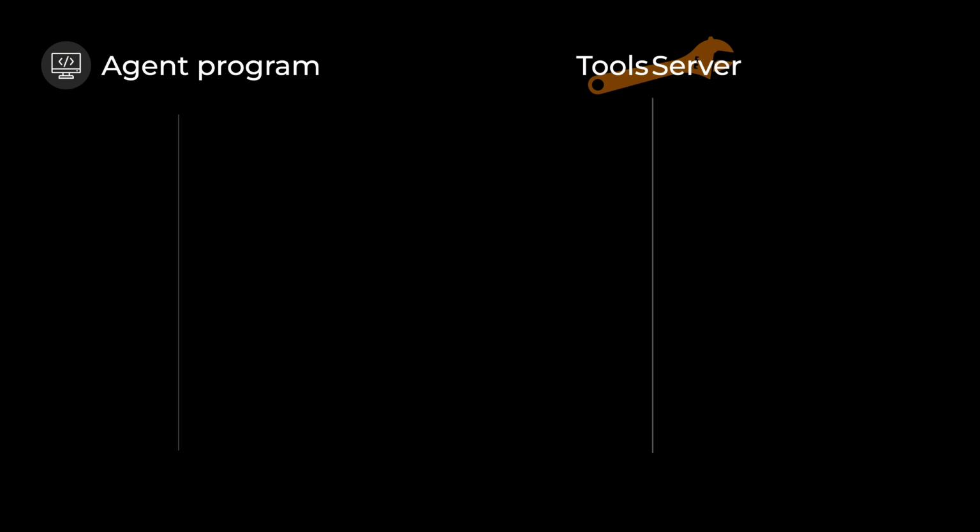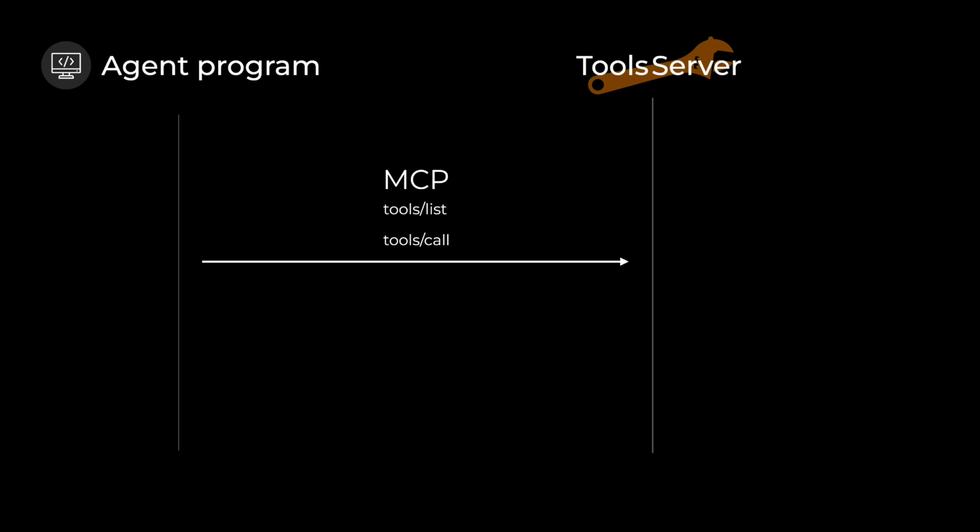Everyone saves time as long as they follow one standard protocol. And that standard protocol already exists. It's called MCP, or Model Context Protocol. Getting MCP is actually pretty simple. The whole process boils down to two steps: tools list, tools call.